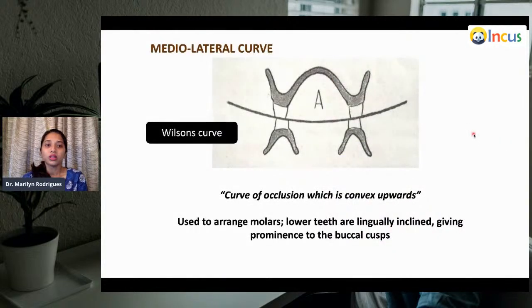Now that was the anterior posterior curve. Coming to the lateral curves, the first lateral curve is the curve of Wilson. It is a curve of occlusion which is convex upwards. It is used to arrange molars. Lower teeth are lingually inclined, as you can see in this picture, thus giving a prominent buccal cusp. So this is used to arrange molars where the lower teeth are lingually inclined, meaning the lingual cusp is lower and the buccal cusp is at a higher region, and therefore the buccal cusp is given more prominence. So this is called the curve of Wilson.